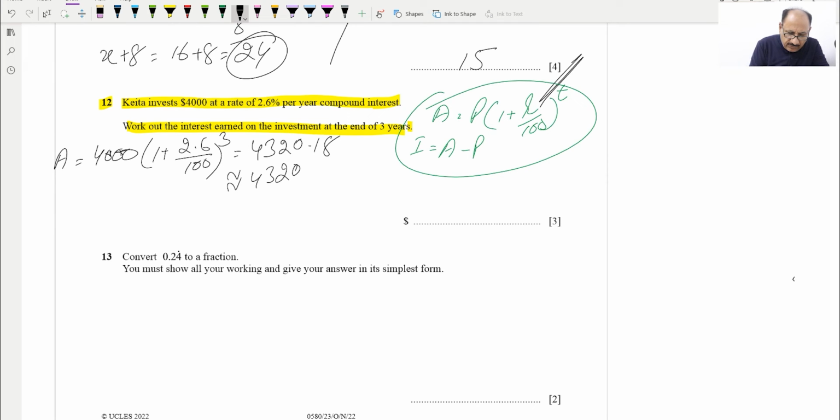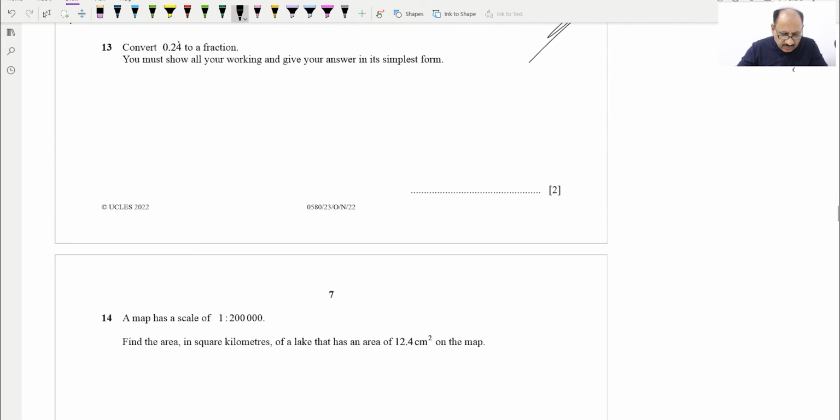Now for the interest, we will take the amount which we just got minus the principal amount, which is 4,000, and this will be equal to 320. So 320 will be our answer for 3 marks. Hopefully you understood this. Now question number 13, which is a recurring decimal question, and we have to show working and give the answer in simplest form.